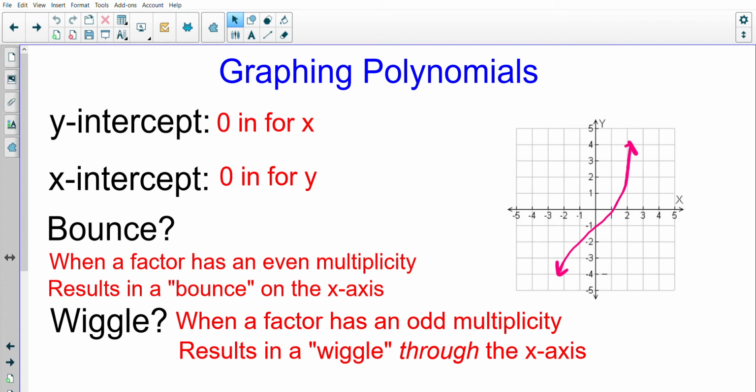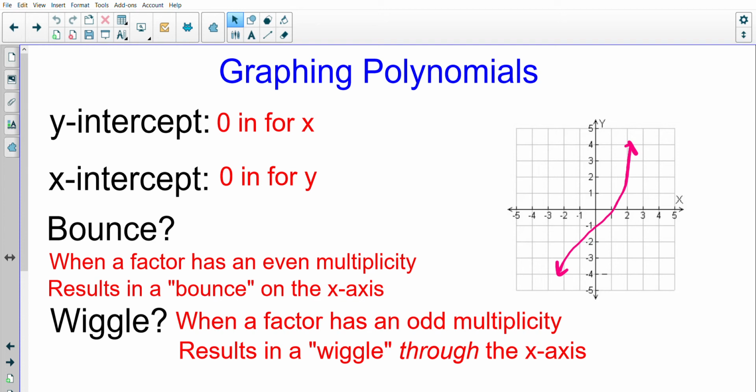So how about a wiggle? Well, a wiggle occurs at an intercept when a factor has an odd multiplicity. So, for example, x to the third power, we know what that looks like. In some places it's been described as the disco graph. Where it crosses 0, where it crosses the origin, that's what a wiggle is. It continues on its way, it's increasing the whole place, but it kind of veers off, but continues to increase.